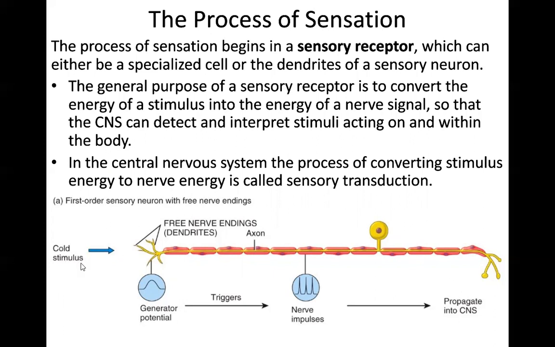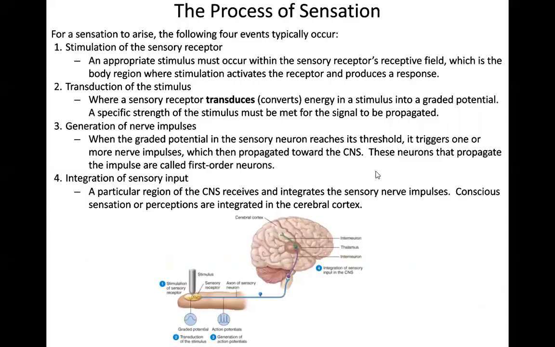So we decide what to do with the cold information that's being sent to our central nervous system. In the central nervous system, the process of converting stimulus energy to nerve energy is called sensory transduction. So transduction, or to transduce, means to convert, as it states here on this next page.